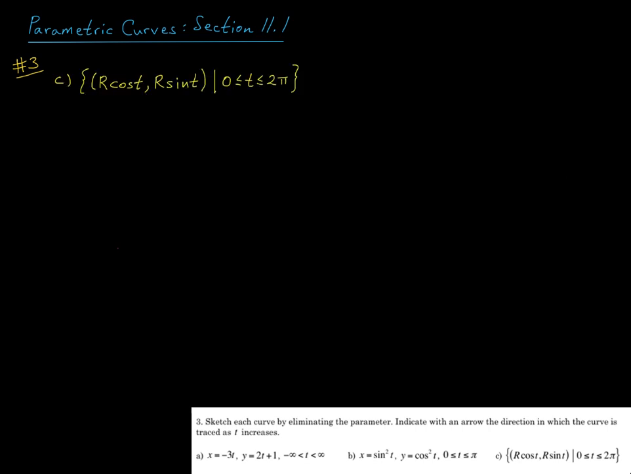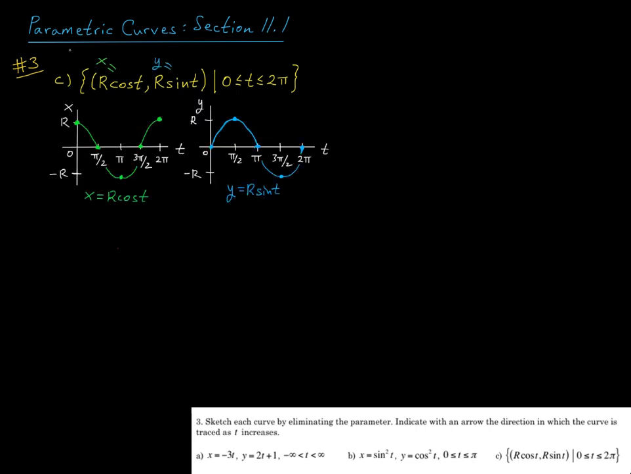Here we have the set of all ordered pairs r cosine t, comma r sine t, where t varies from 0 to 2 pi. And so this is telling us that the x coordinate of the ordered pair is x equals r cosine t and y equals r sine t. I've just included their graphs here.